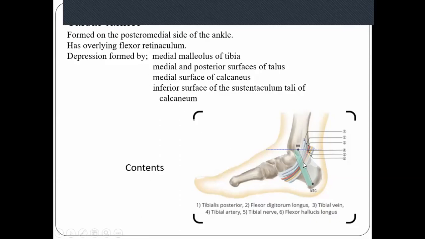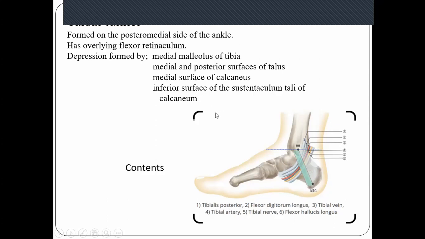So, this tarsal tunnel contains the tibialis posterior tendon and flexor digitorum longus tendon. Then the tibial vein, tibial artery, and the tibial nerve. After that, more laterally, you have the flexor hallucis longus tendon. So these are the structures you find in the tarsal tunnel.